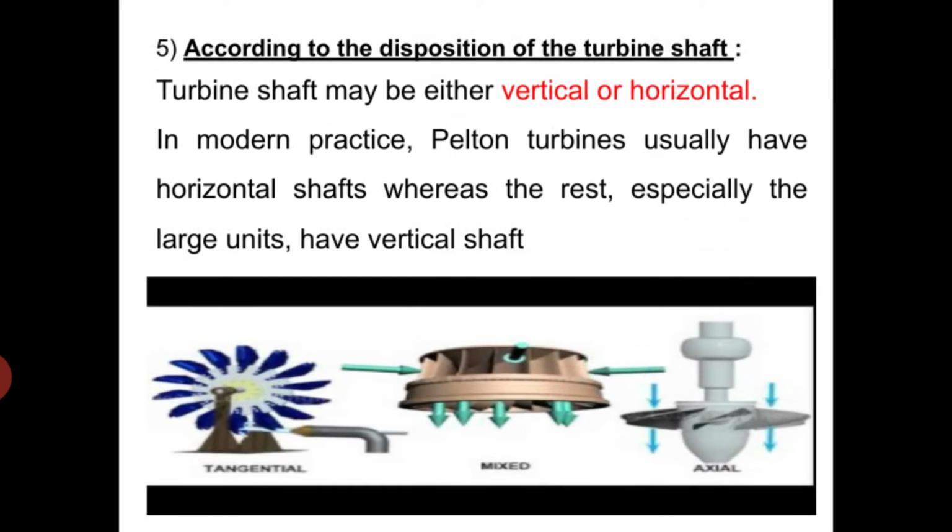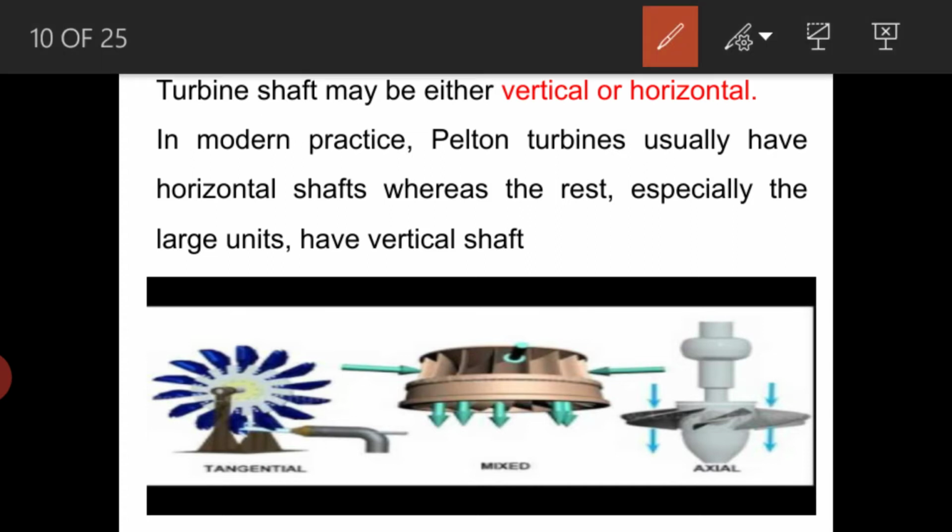Next, according to the disposition of the turbine shaft, it may be placed vertically or horizontally. In modern practice, look at the first figure, Pelton turbines usually have a horizontal shaft, whereas the rest, especially the large units, have a vertical shaft. This is a vertical shaft.